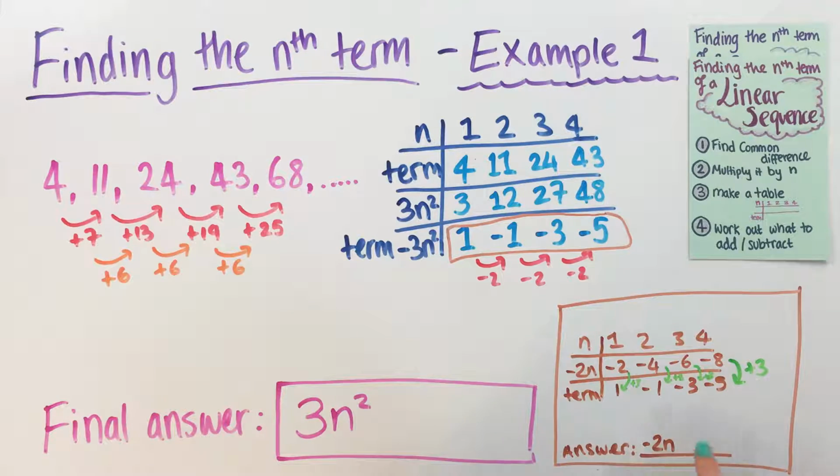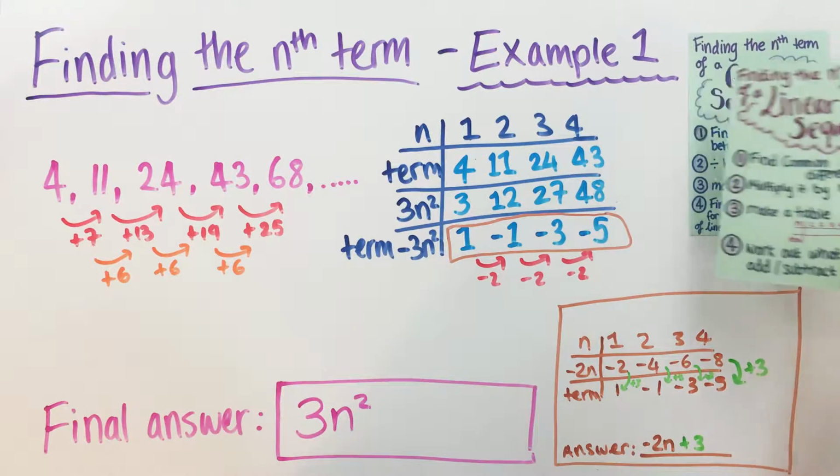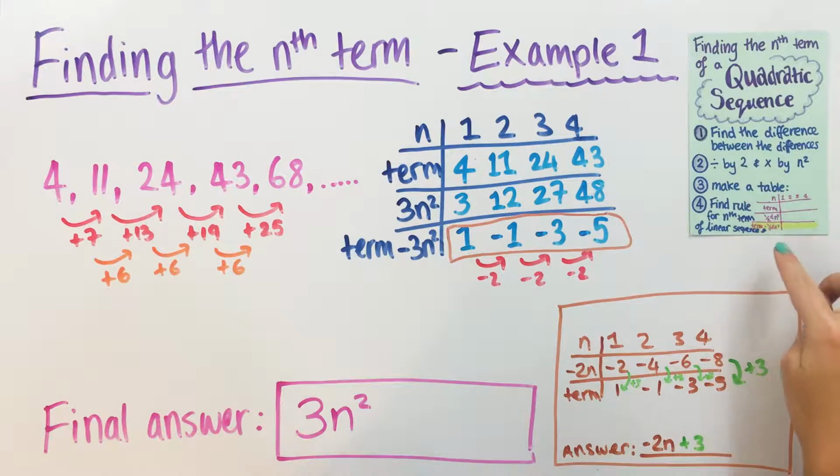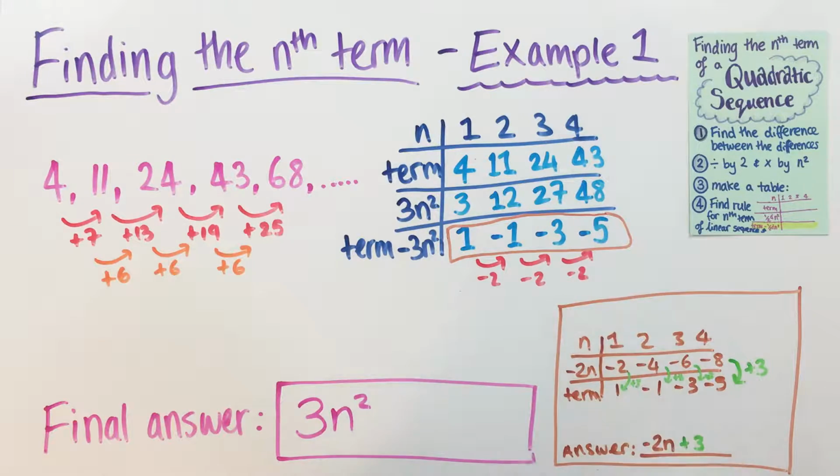So in our linear sequence answer, we add a plus 3 here. So we've found the nth term of this linear sequence. So we can go back to our quadratic sequence finding steps. We've completed step 4, finding the nth term of this linear sequence. And then what we do is we fill in our answer here in our final answer box.